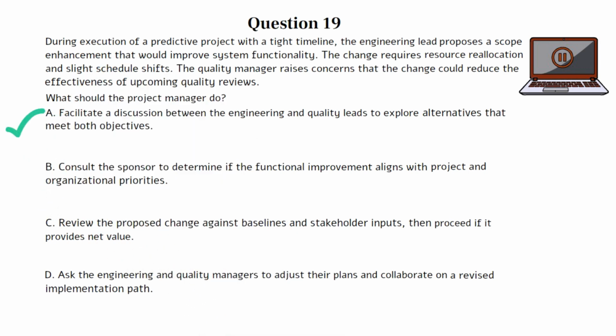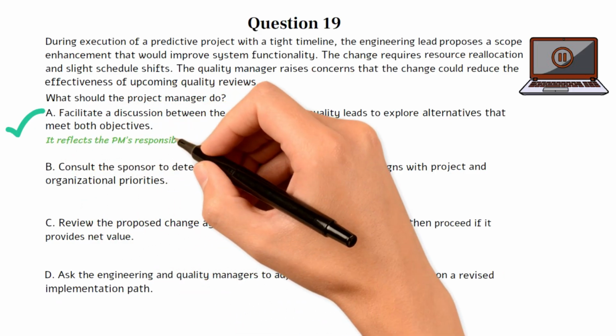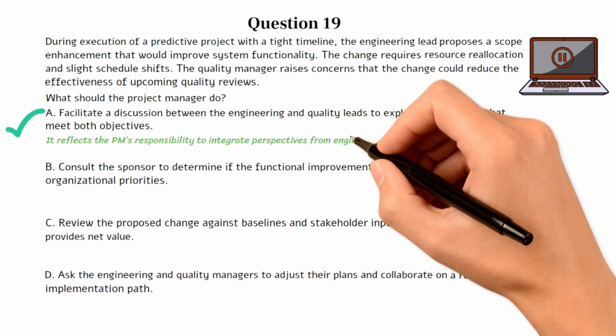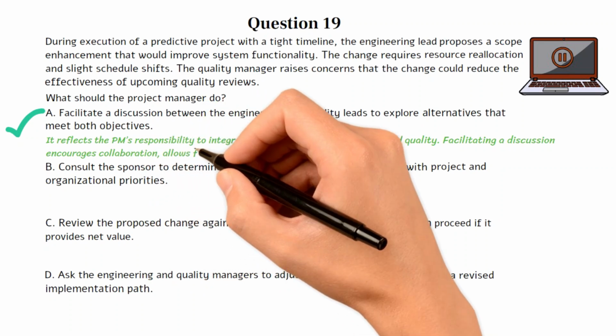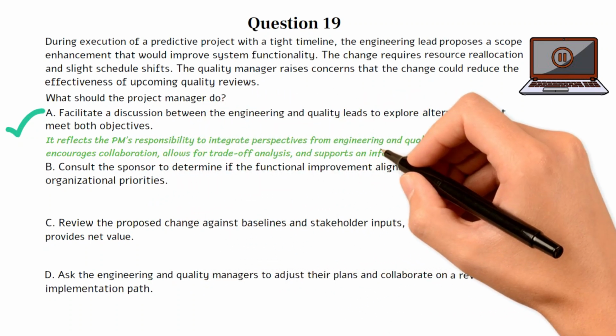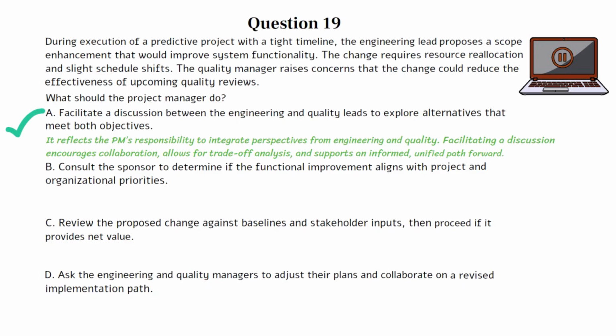This question tests your understanding of the project manager's integration role in predictive environments. Integration isn't just about making decisions, it's about facilitating alignment across competing areas such as scope, schedule, and quality. The PM must lead coordination efforts, not delegate or escalate prematurely. Choice A is the best option because it reflects the PM's responsibility to integrate perspectives from engineering and quality. Facilitating a discussion encourages collaboration, allows for trade-off analysis, and supports an informed, unified path forward.